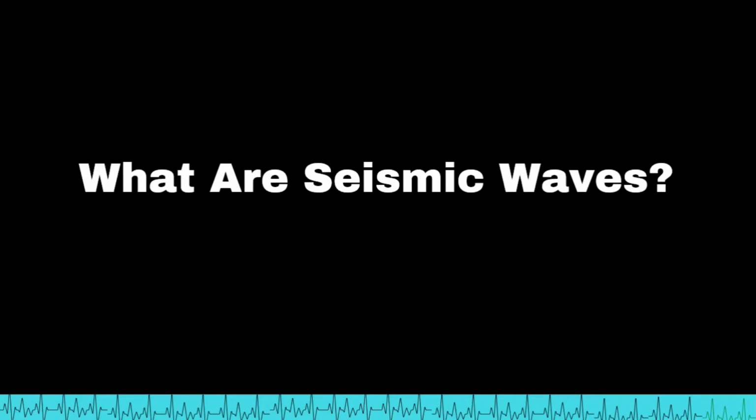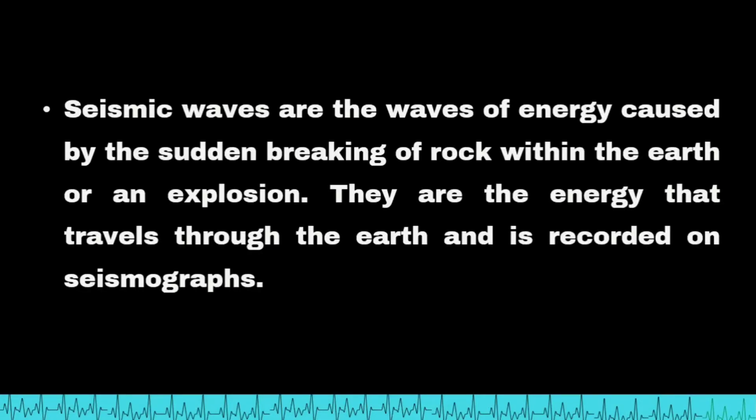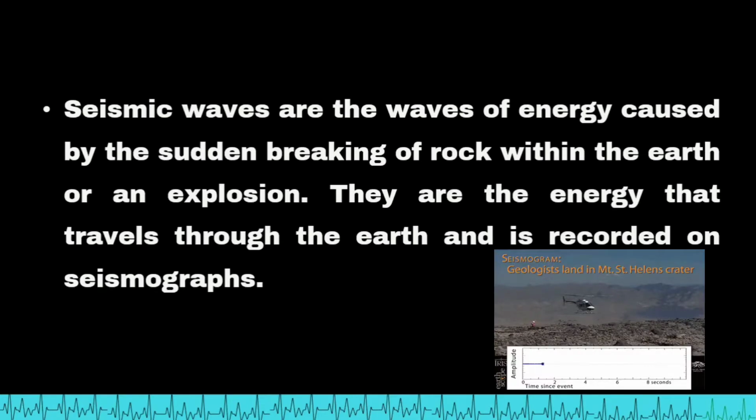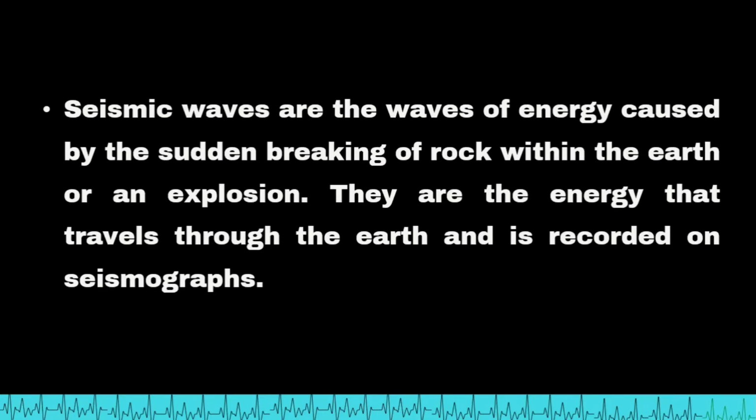What are seismic waves? The vibrations are more properly called seismic waves. As seismic waves travel through the body of the Earth, they behave in different ways depending on what they encounter along the way. Seismic waves are the waves of energy caused by the sudden breaking of rock within the Earth or an explosion. They are the energy that travels through the Earth and is recorded on seismographs.